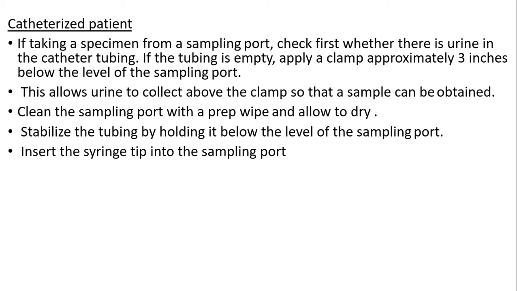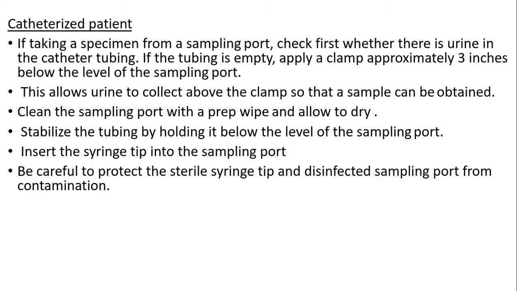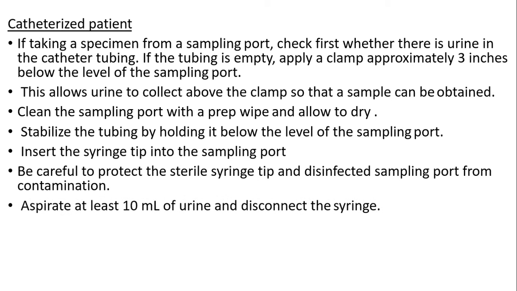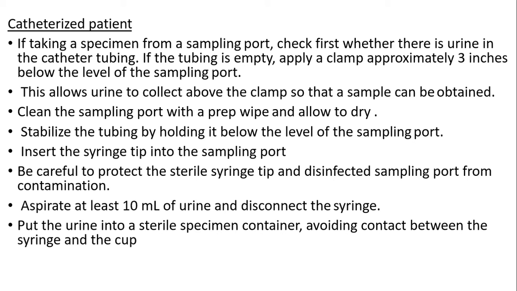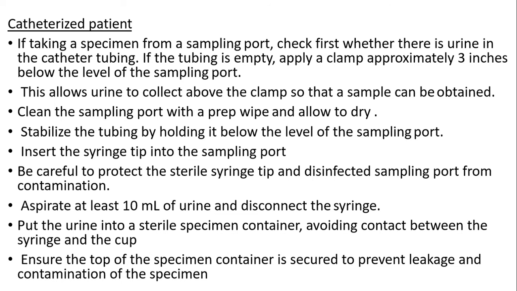Insert a syringe tip into the sampling port. Be careful to protect the sterile syringe tip and the disinfected sampling port from contamination. Aspirate around 10 ml of urine and disconnect the syringe. Put the urine into the sterile specimen container. Avoid contact between the syringe and the cup. Ensure the top of the specimen container is secured to prevent leakage and contamination of the specimen.